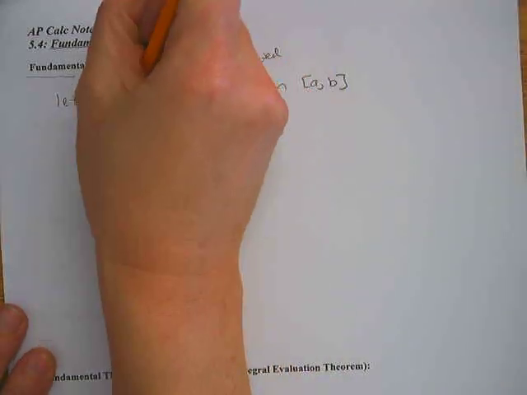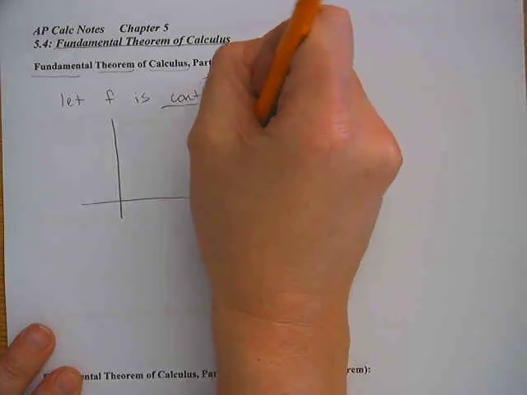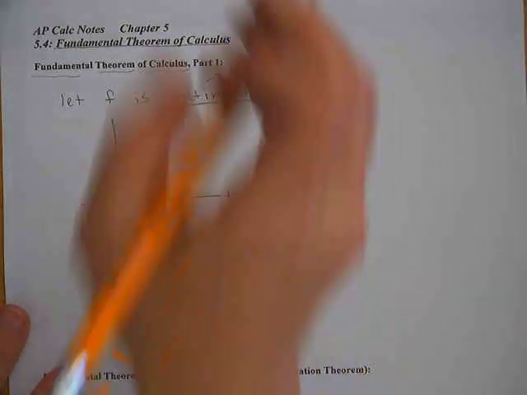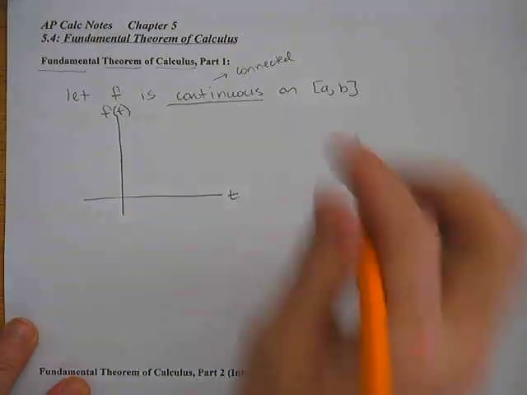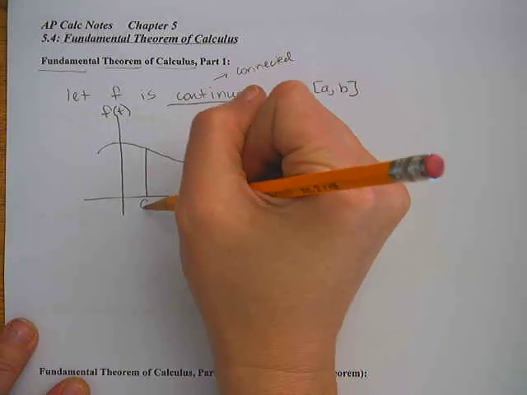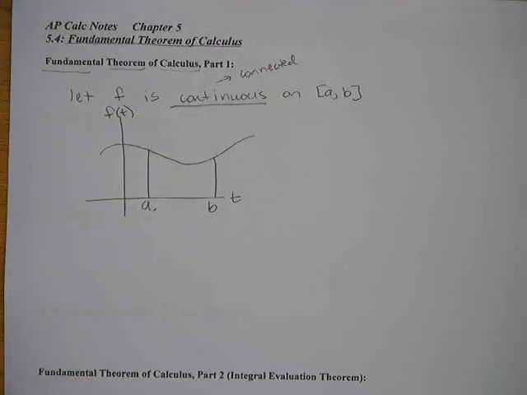And let's say that it looks kind of like this. And let's, for the sake of this theorem, and you'll understand why later, we'll go ahead and call this the t-axis. So in place of x, we'll have t. And then the y-axis will be f of t. And so we'll have our nice curve. And we're looking at the area under that curve on the interval from a to b.